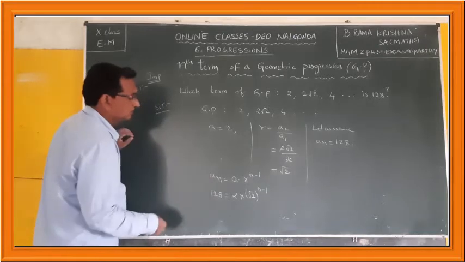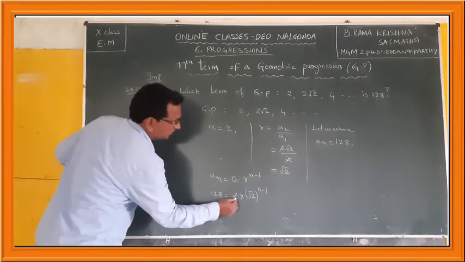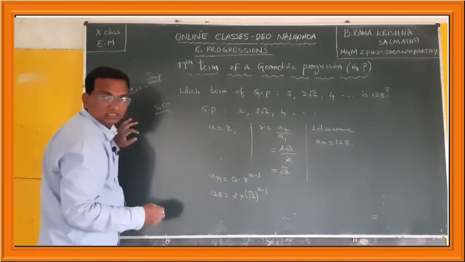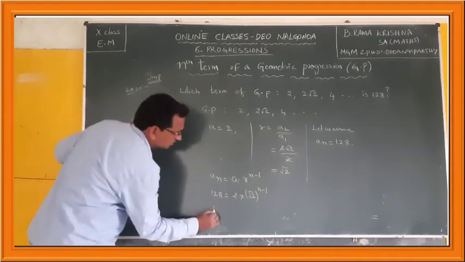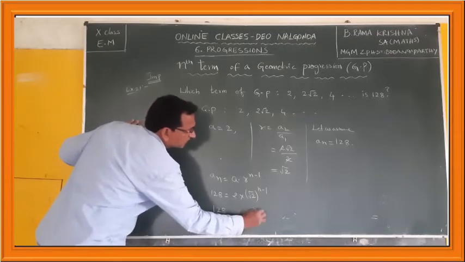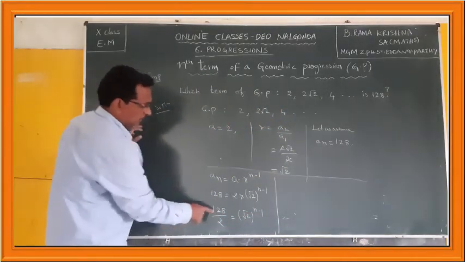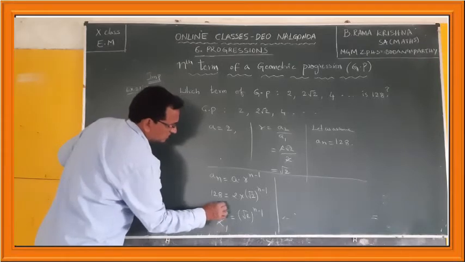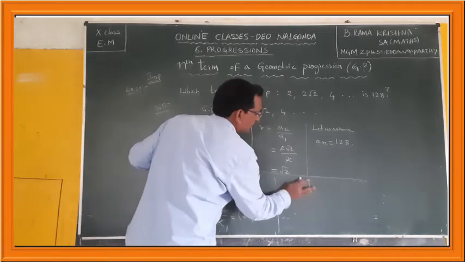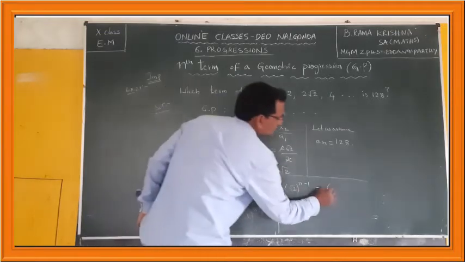Okay. Now you have to calculate this. For that, if you transpose this 2 to this side, what happens? In between there is the relation of multiplication. If you transpose, it becomes division. So 128 by 2 equals square root of 2 to the power of n minus 1. Okay, next. If you cancel this, 2 ones are 2, 2 sixes are 12, 4 twos, that means square root of 2 to the power of n minus 1 is equal to how much? 64.